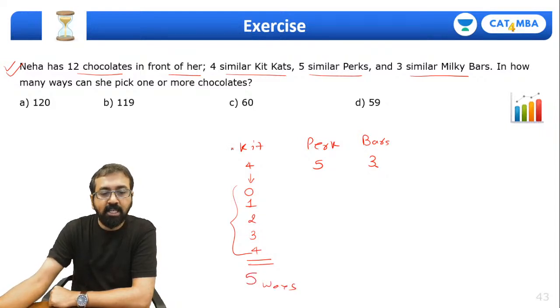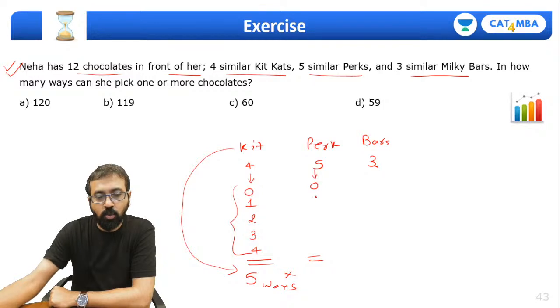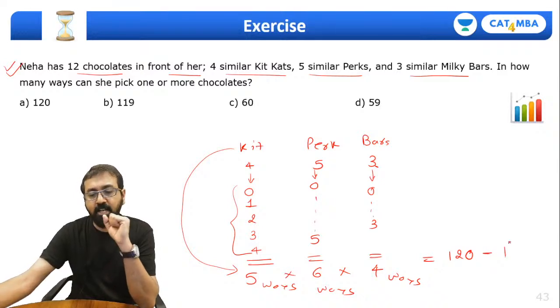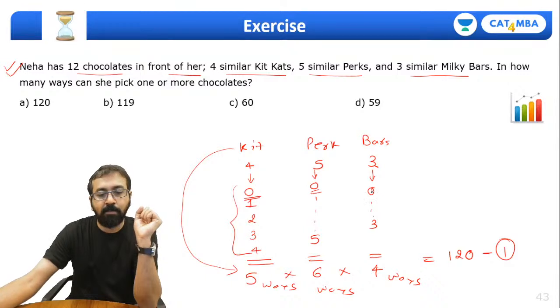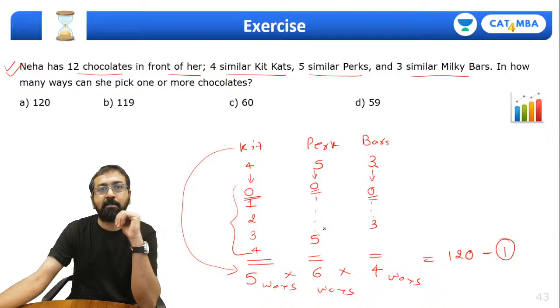To pick Kit Kat, Neha has 5 ways. Same way for Perks, it will be 0 to 5, that is total 6 ways. And then for Milky Bars also it will be 0 to 3, so total 4 ways. Yes or no? Right? So what is the total number of ways? 120, but we need to subtract one way out of that. Which is that one way? She picked 0 Kit Kat and 0 Perk and 0 bar. That means she didn't pick anything. So that's the only way we need to subtract.